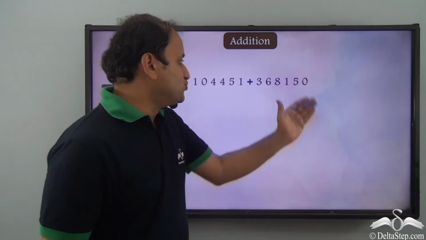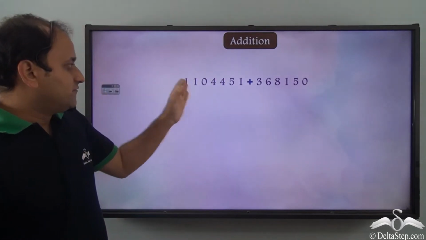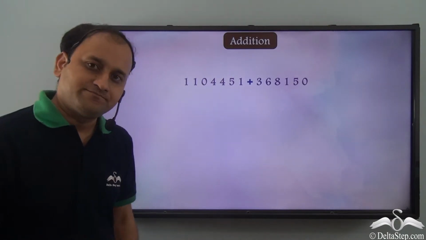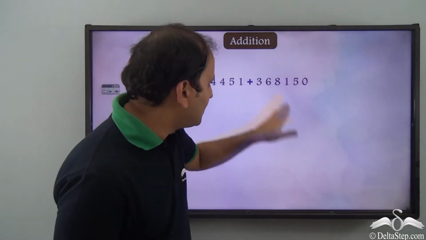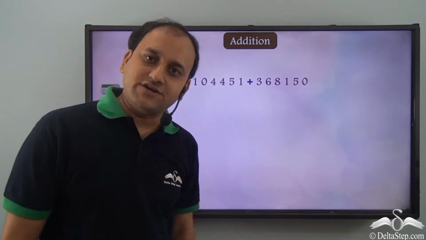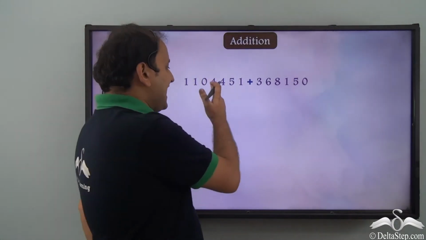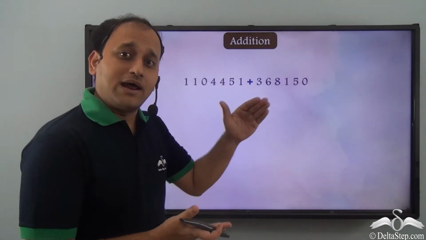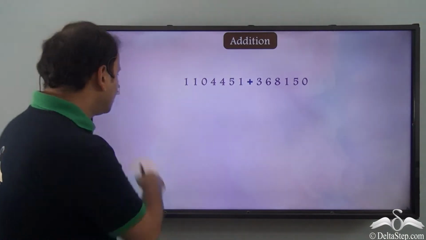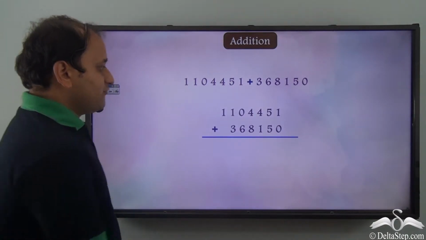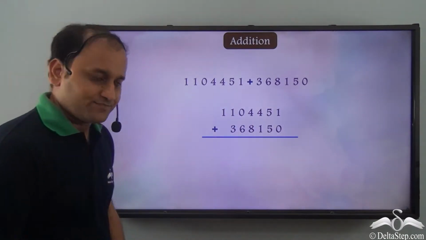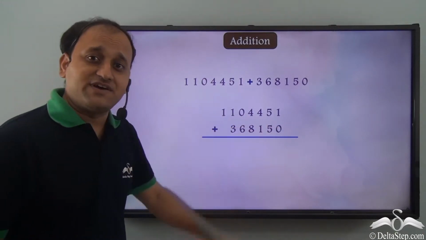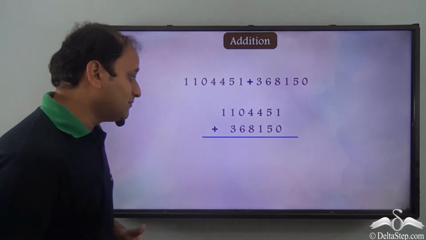Now we have these two numbers. First is a 7-digit number 1104451, and then we also have a 6-digit number 368150. Now when we add these two numbers, first of all we'll have to write these one below the other. So what we do is we write the first number as it is, and then we have to write the second number, but the placement is very important. How do we place the second number?